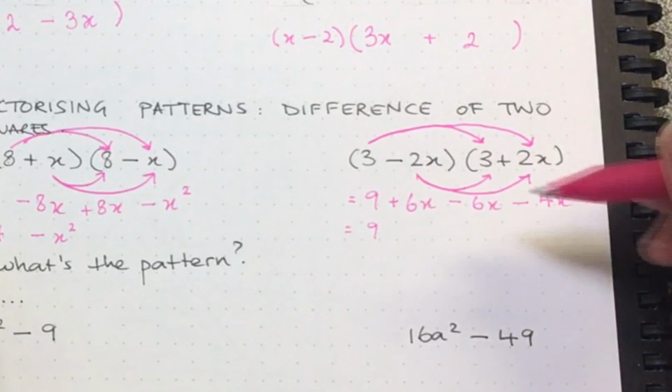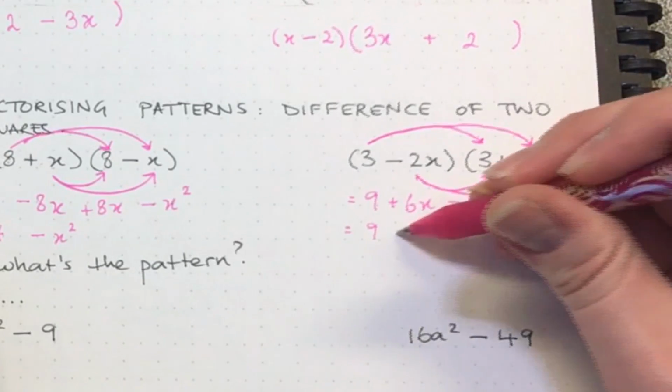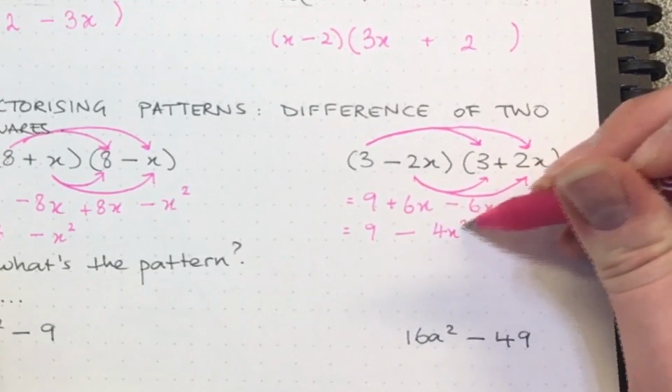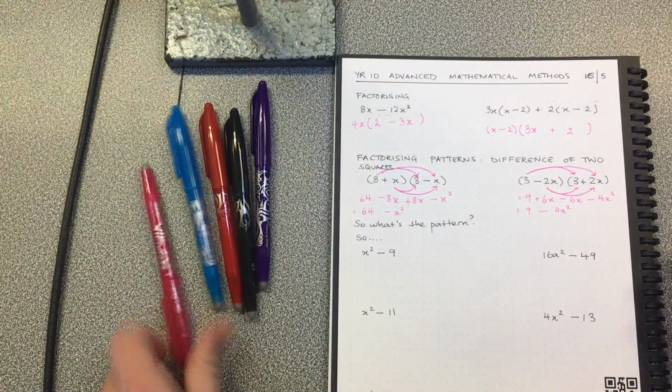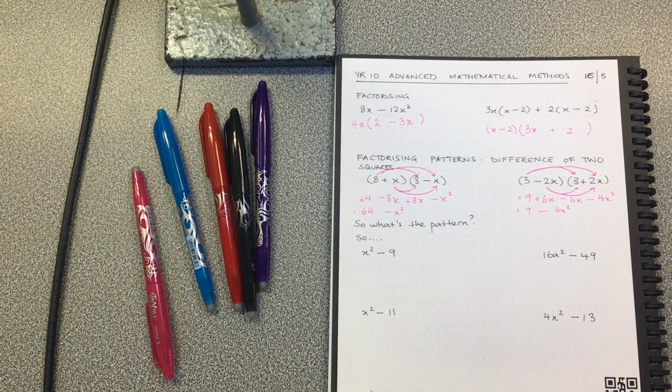Positive 6x, take away 6x, will make that 0. So it just means 9 minus 4x squared. So I think a lot of people are already ahead of me in this instance because they are able to identify that there is a pattern.